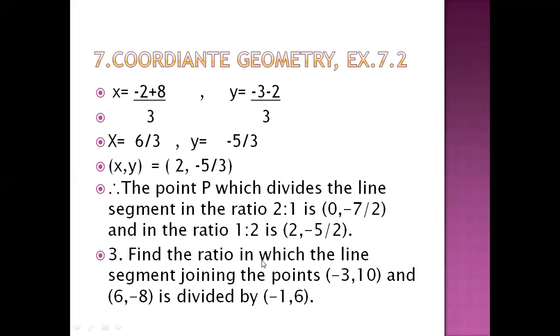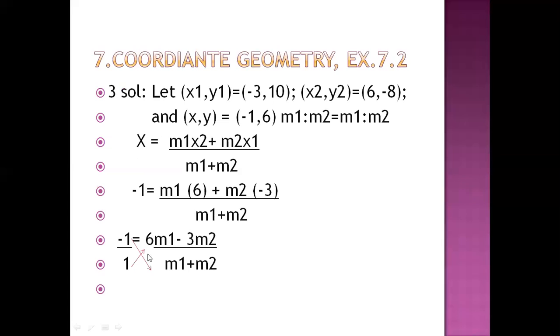Next question: find the ratio in which the line segment joining the points (-3, 10) and (6, -8) is divided by (-1, 6). That means the ratio is not given here. You have been given x1, y1 and x2, y2, and the point x, y is given. You have to find m1 is to m2. The formula is the same, the section formula, but to find the ratio, children, you have to use either the x formula or the y formula. Any one is enough, so that you will get the ratio. If you want to check, you can check with the y formula also, but you will get the same ratio.